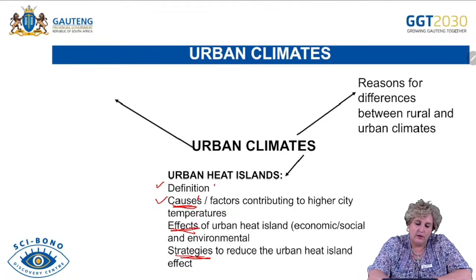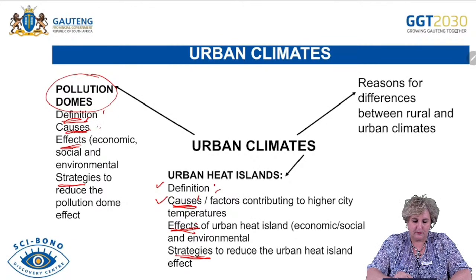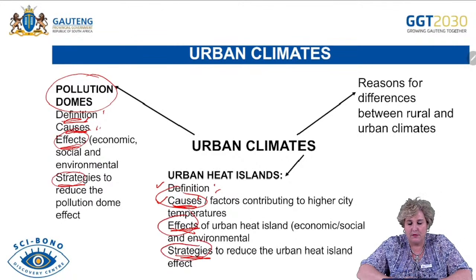Then we're going to look at the pollution dome, and with a pollution dome, we look at the definition, the causes, the effects, and strategies. So with a pollution dome and with the urban heat island, you need to know definitions in both, causes in both, effects of both, and strategies in both cases. Okay, so this is your mind map for urban climate.